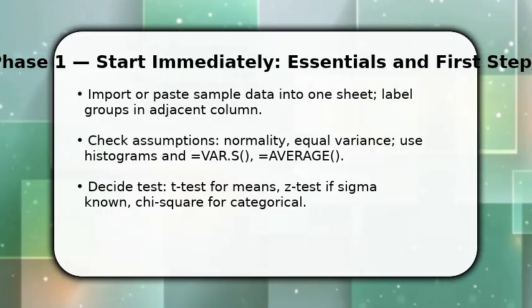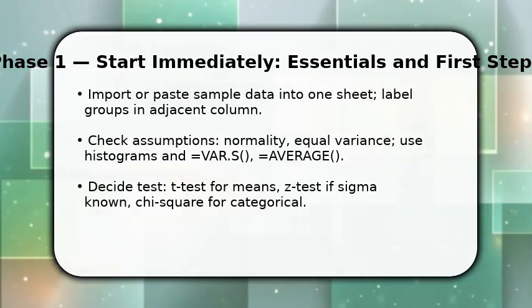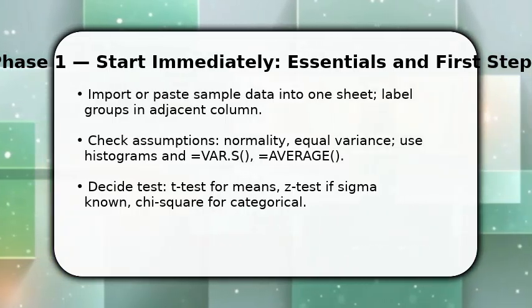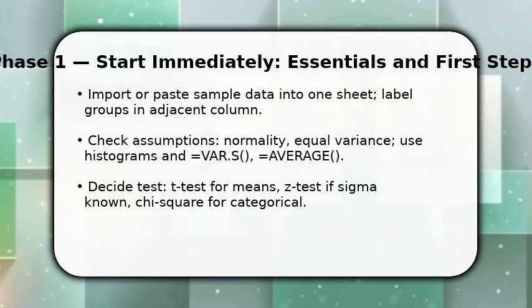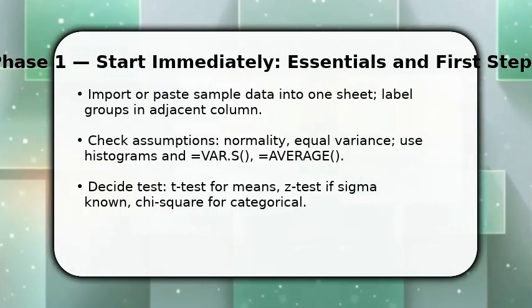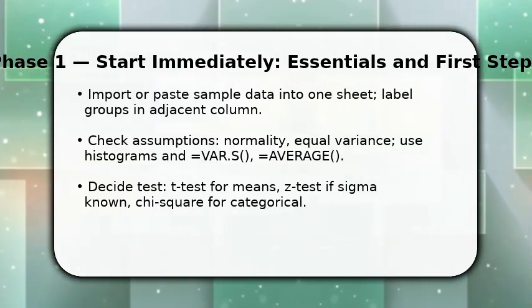Once done, visually inspect histograms and quick variance checks to confirm assumptions. Then select the test. A two-sample t-test for comparing means, paired t-test for matched data, or chi-square for counts. This gets you ready to run Excel's analysis tools.